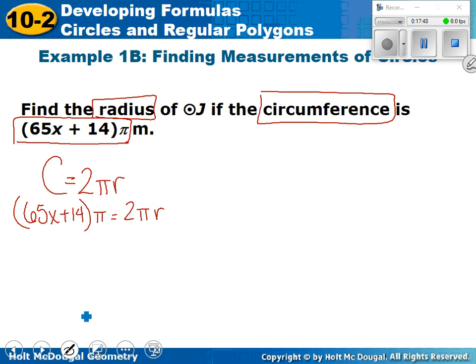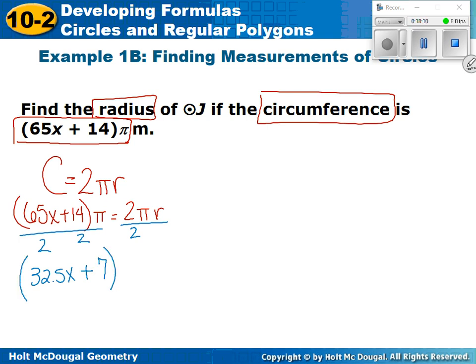We could divide by 2. If I divide by 2, remember that you have to divide each term by 2. So when I divide by 2, what's 65 divided by 2? 32.5x plus 7. And we still have that as all multiplied by pi, and it equals pi r. Everybody okay with that? Okay, then what should we do to try to get r by itself?